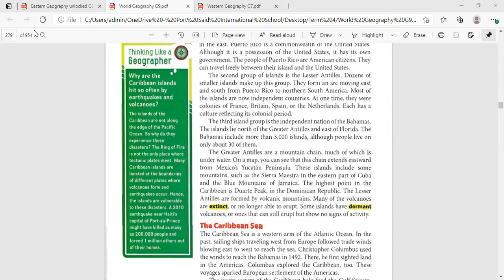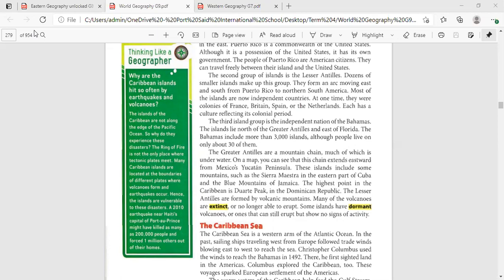A Commonwealth means that it has its own government, but people are considered American citizens. In Puerto Rico, we consider the people living there as American citizens. So again, the Greater Antilles are four large islands, some of them considered Commonwealths, such as Puerto Rico, and some of them independent countries, such as Cuba and Jamaica. What does it mean, a Commonwealth? A Commonwealth means people have their own government, but they are considered American citizens. The Lesser Antilles are dozens of smaller islands, and most of them are independent.